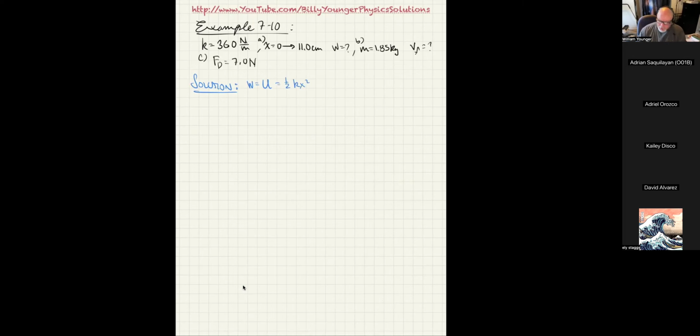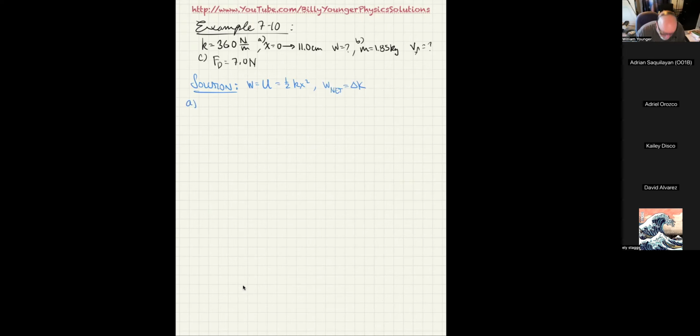That's how much work is done in compressing or stretching a spring by an amount x if the spring constant is k. We also could say, for instance, that work net is equal to the change in kinetic energy, and that's just the work energy theorem.